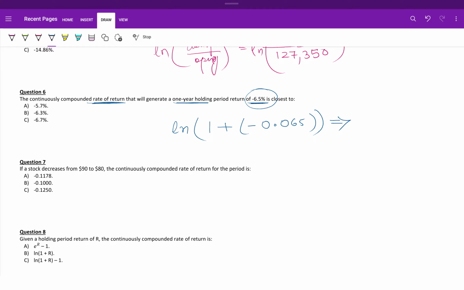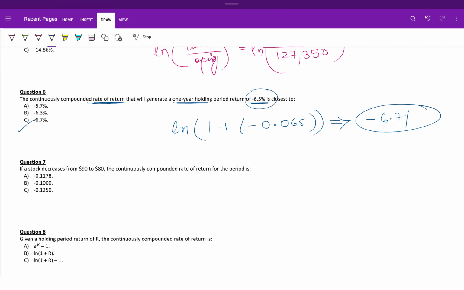Let me share my screen and my calculator. I'm having some issue with my calculator, no problem. If you solve this, it is going to give you somewhere around minus 6.7 percent, and the option will be C.